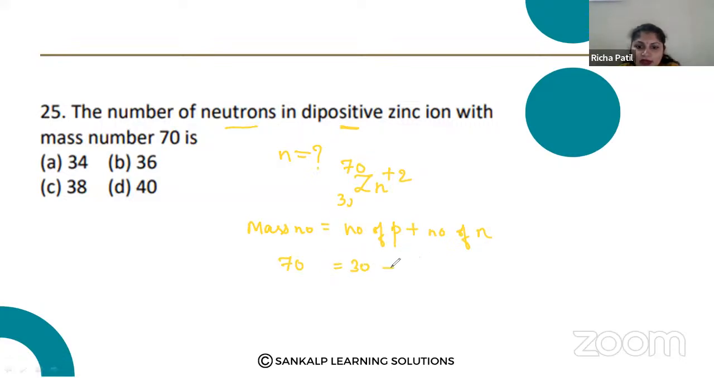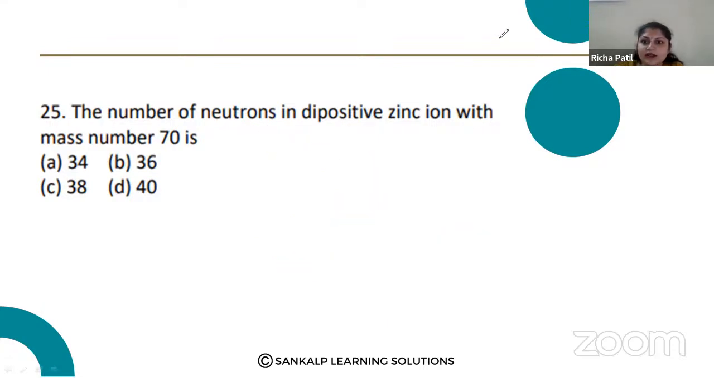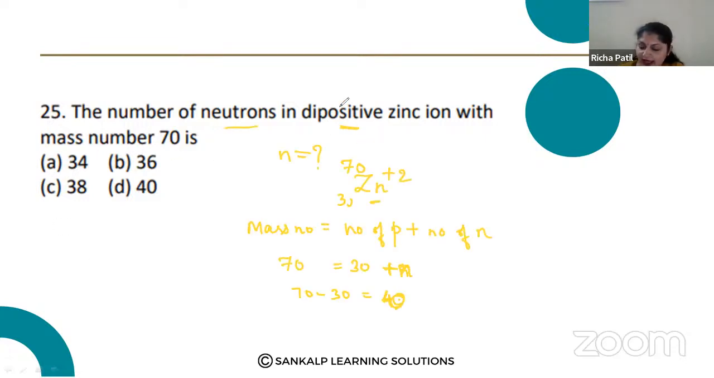Then we don't know the neutrons. So 70 minus 30 gives you 40. But this is the number of neutrons for zinc. It is +2, right? +2 means you have to remove electrons, remove neutrons. When you remove these, it will be 38. So the correct answer is C. We'll go to the next.